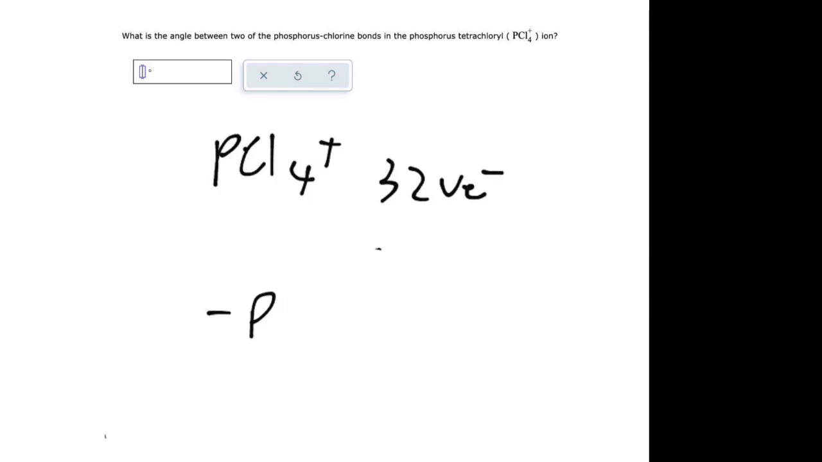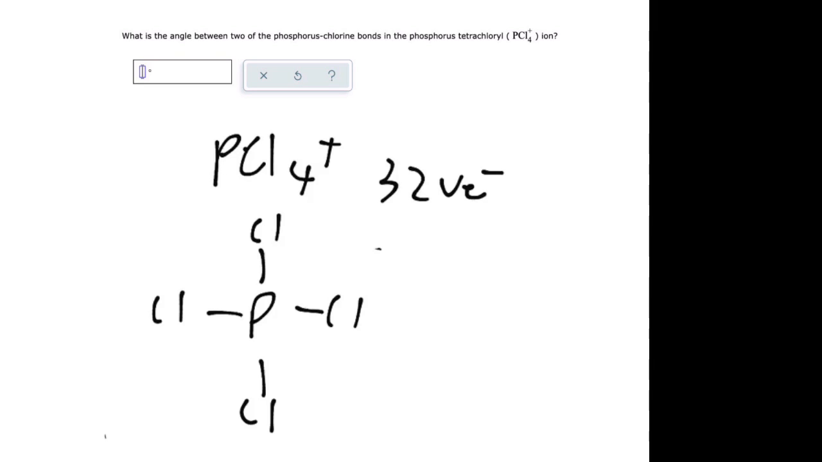We start with phosphorus as the central atom. And I'm not going to draw in all the valence electrons on chlorines because you know that those are just going to be full octets on those chlorines. But we end up having all 32 valence electrons included now in our structure, which means this is the structure of PCl4 plus ion. Alright?